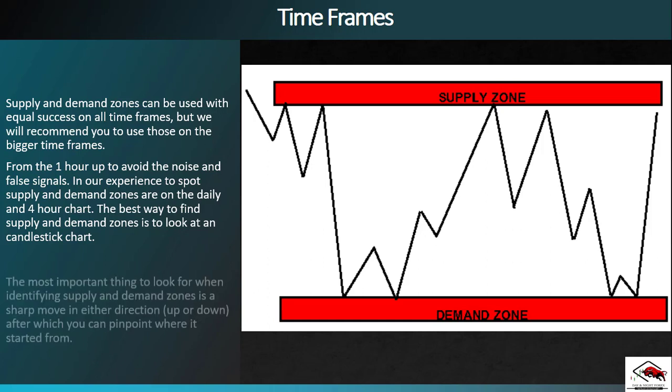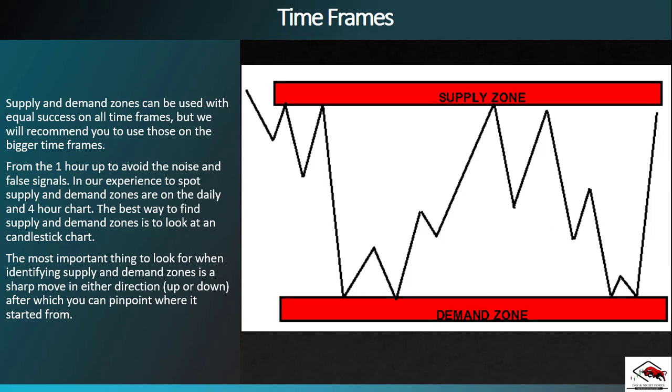The most important thing to look for when identifying supply and demand zones is a sharp move in either of the two directions, up or down, after which you can then pinpoint where it started from. It's quite rare to draw a perfect zone, and it takes time and practice to be able to spot those areas. Best practice is to continue following the rules and practice until you feel confident. That's when it will become second nature and you will be able to spot them more easily.